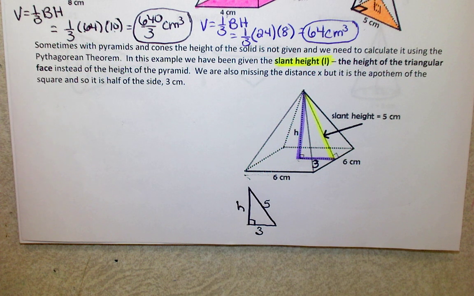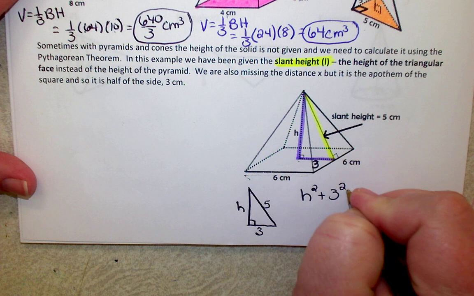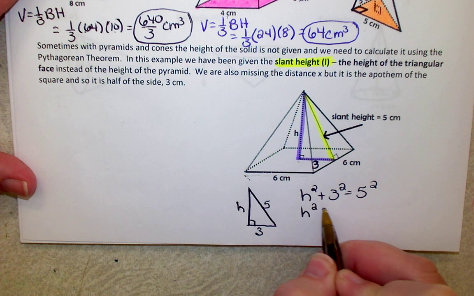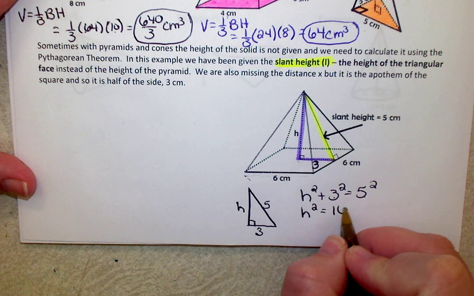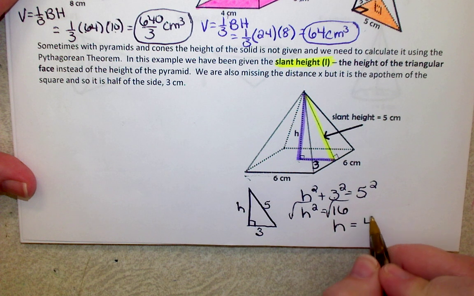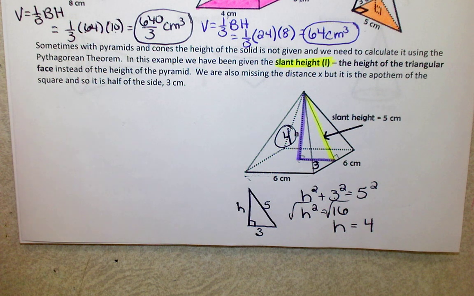I know 2 sides of a right triangle, so I can use Pythagorean theorem. So I've got leg squared plus leg squared is equal to the hypotenuse squared. So it's going to give me h squared is equal to 25 minus 9, which is 16. So here I'm going to get h equals 4. So my height is 4. Now I've got everything I need to find the volume.